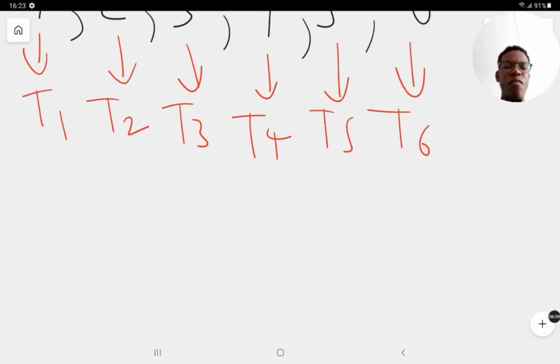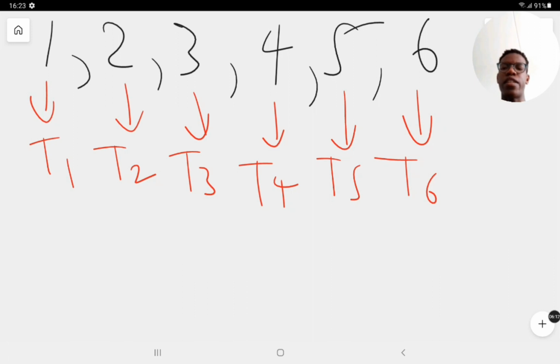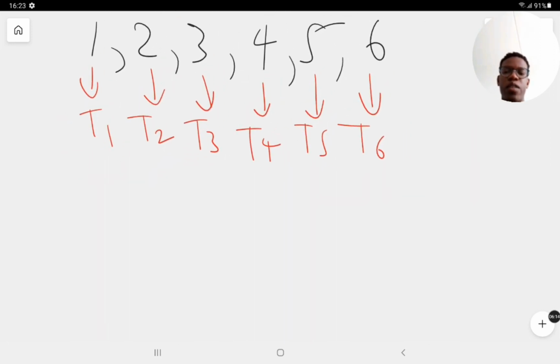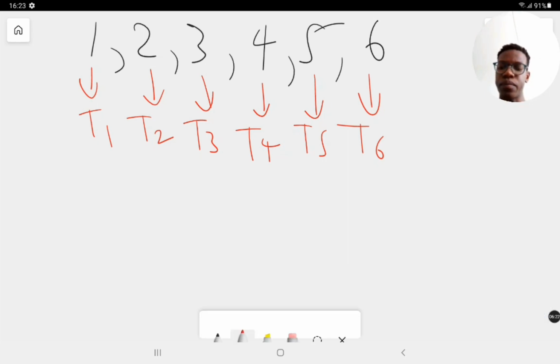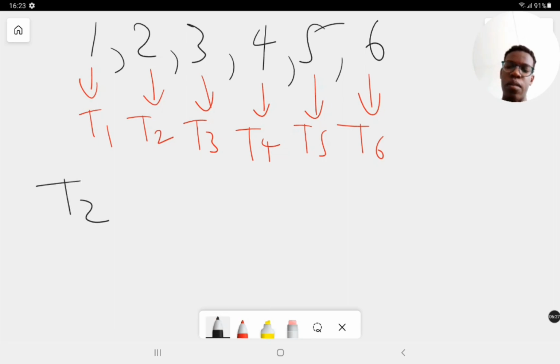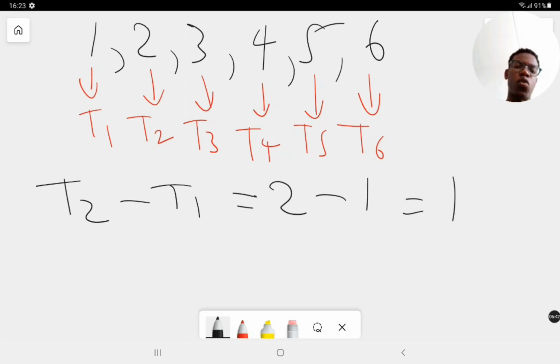Now, what happens when I start taking differences between successive terms, terms that follow each other, consecutive terms? Well, this is what happens. If I say T2 minus T1, what is my answer? I'm going to substitute first before I get to the answer. T2 is 2, because that's the second term. T1 is 1. And the difference is 1, because 2 minus 1 is 1. And that is what we call D.